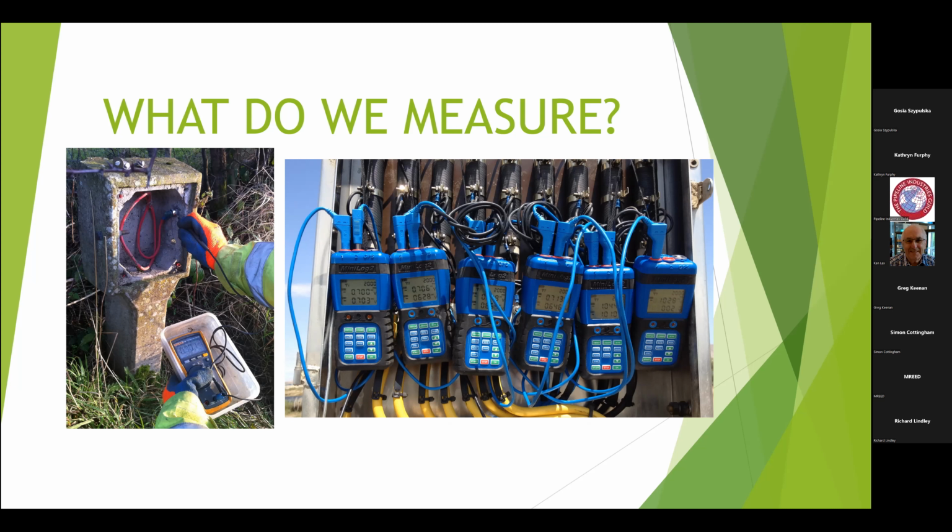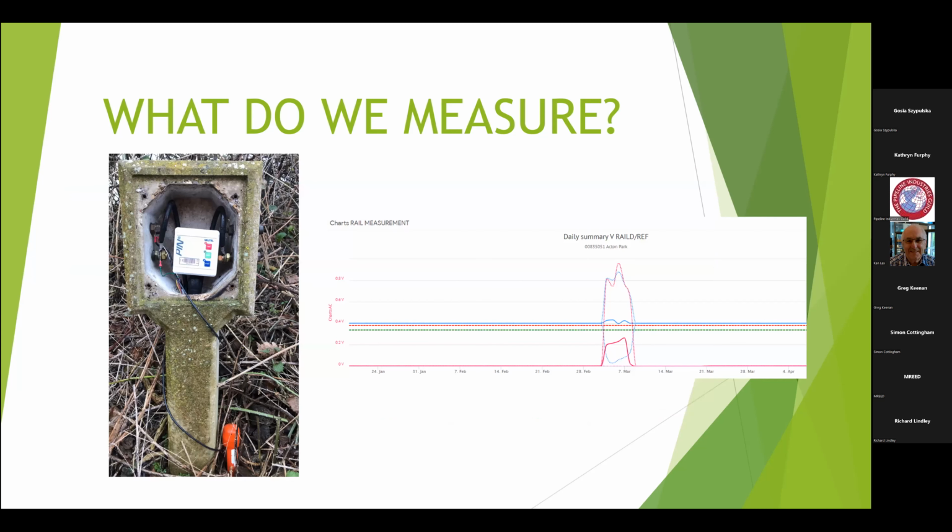And the picture on the right shows some data loggers at a location where there were 6 different pipelines close together. And it was necessary to measure the potentials of the pipelines at the same time. So these actual data loggers are satellite synchronized. So you know that all the measurements are synchronous, and that allows us to determine whether or not things are acceptable.